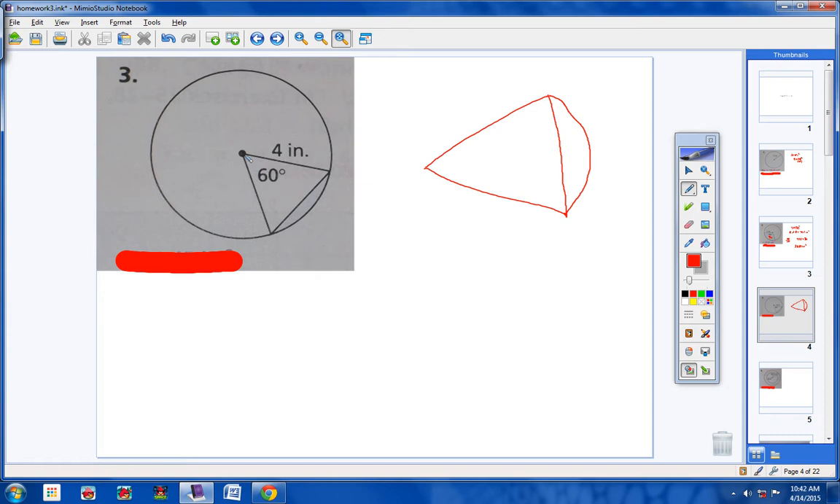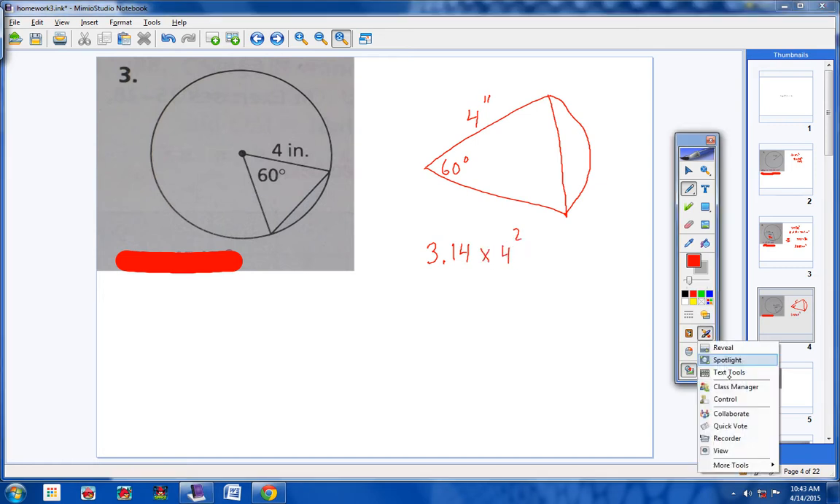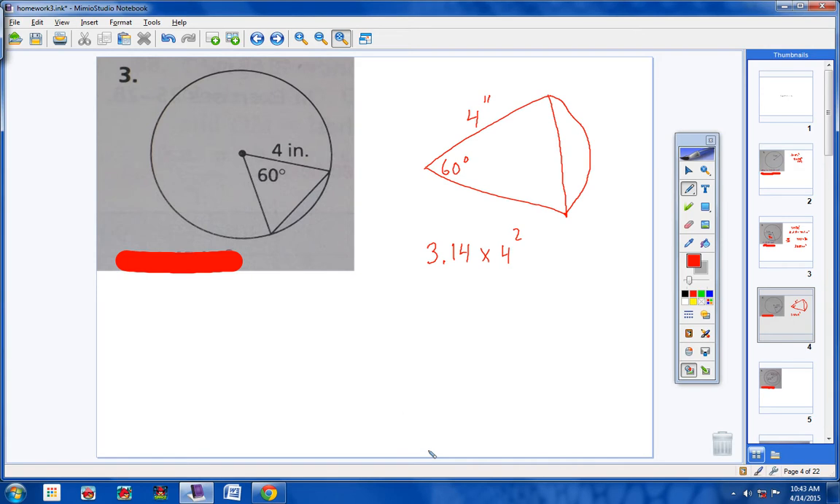That thing is the exact same thing as this here, supposedly. This is 60 degrees, and this is 4 inches. Now, let's find the area of this entire sector. First of all, I'm going to find the area of the entire circle. So 3.14 times 4 squared. So 3.14 times 16 is 50.24. So the area of the entire circle is 50.24.